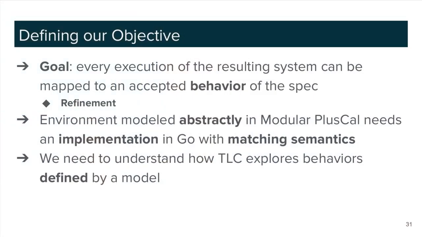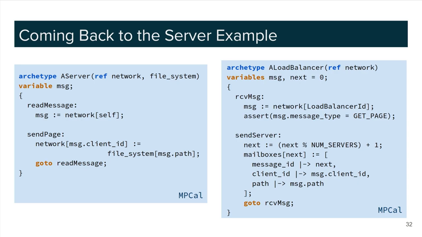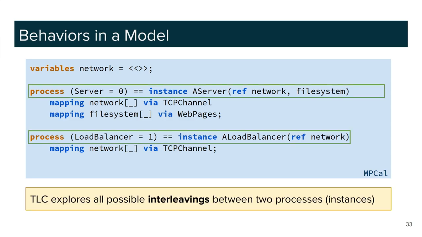So the environment is modeled abstractly, so what we need to do is we need to get some Go code that interacts with this unspecified environment in a correct way. And we need to have a look at how TLC explores behaviors. So we can replicate some interleaving of that, though there are some gnarly details we will get into right now. So just to bring back the server for a bit, let's add an archetype. So this is moving towards our final demo, which will be a server with a load balancer. There'll be a client. We will get to that. So basically, our point here is we have two processes, and TLC will be exploring interleavings between them. So we have to make a program that runs some interleaving.